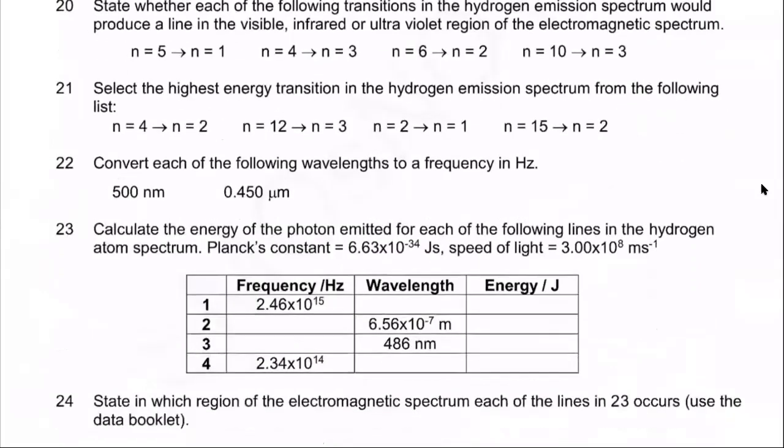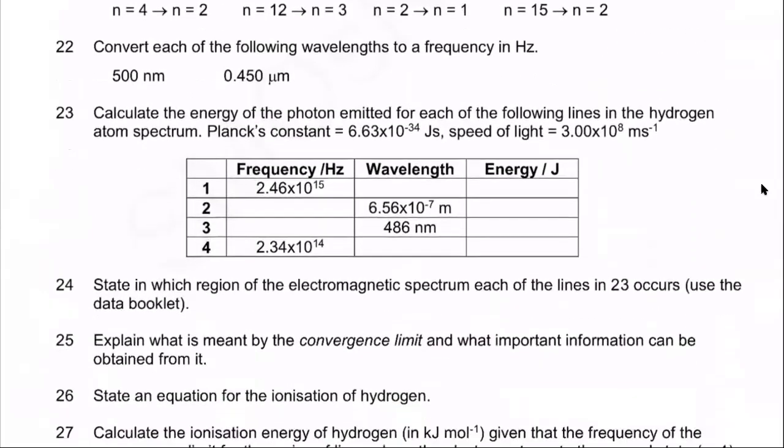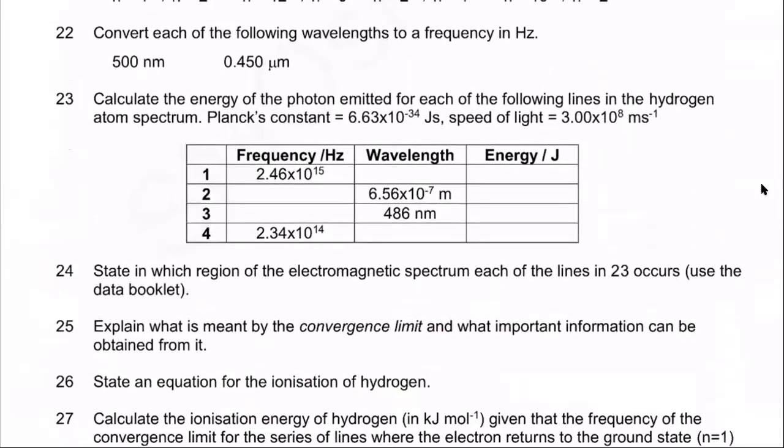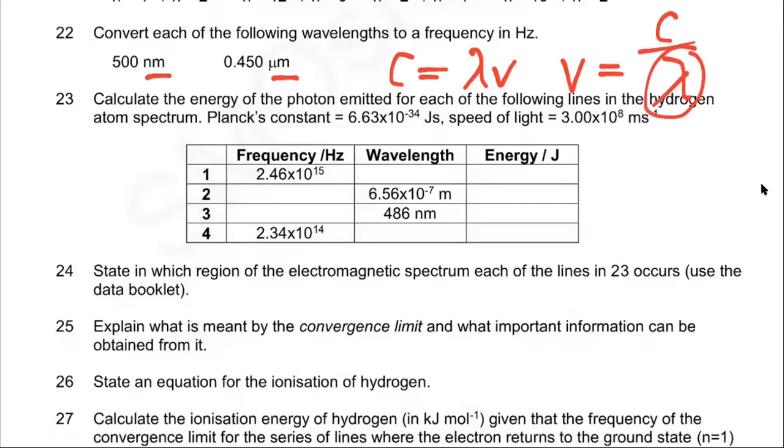22 and 23 get into the HL type stuff. So you're converting wavelengths to frequency. So on 22, pay attention because they give me nanometers and micrometers. So I need to convert both of those to meters. And then once I have the meters, then I can use the speed of light equation, that c equals wavelength times frequency. I can rearrange and get frequency is c divided by wavelength. The only thing is the wavelength has to be converted to meters first before I can plug it into that equation, okay?